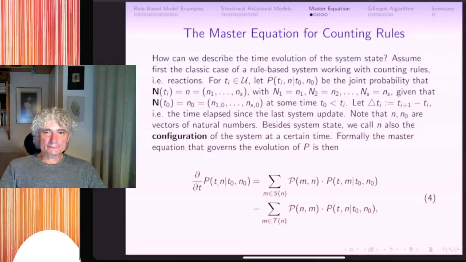for counting rules, of course, where we can count objects, the system state is in some configuration small n, which is a vector of as many non-negative integers as there are types. So n1 is how many particles or objects there are of type 1, and ns is how many objects there are of type S. So this configuration is now shifted in time by this joint probability that is depending on time, and for which we in a second write down an equation.